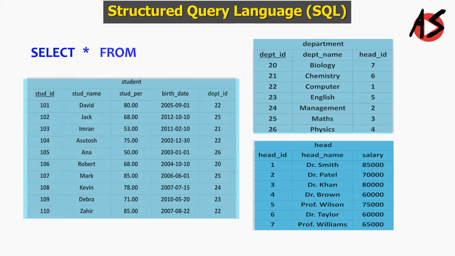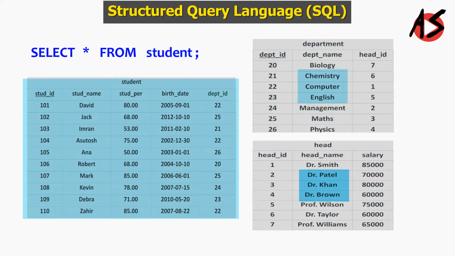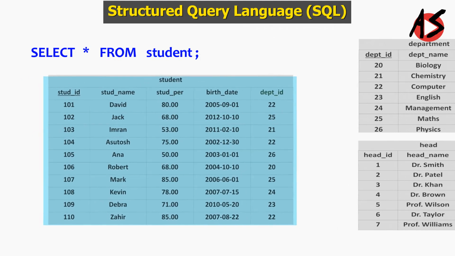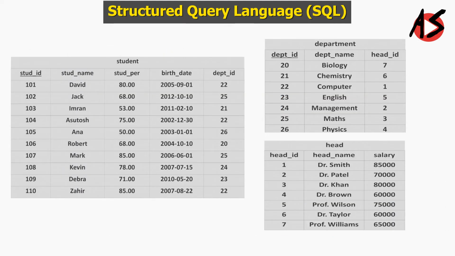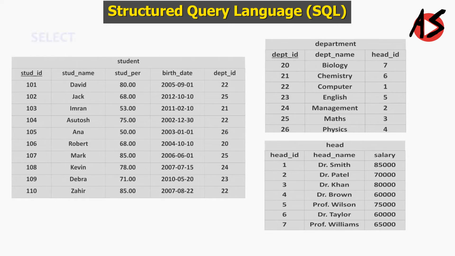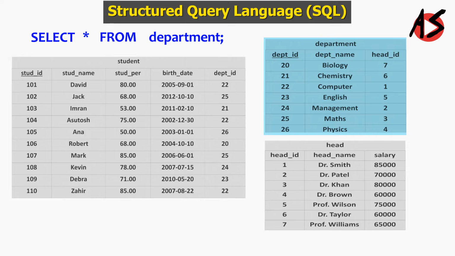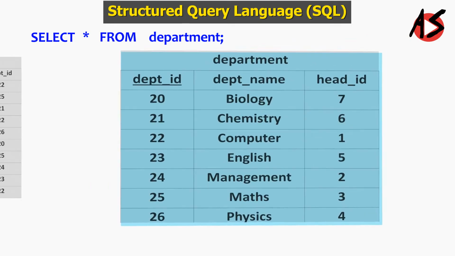Then we write the from clause, by which we can name one or more tables from which data values are retrieved by the query. So here we will take the student table. So we can understand select star from student is one SQL query which selects all the columns from the student table. Similarly, we can write an SQL query like select star from department, which selects all the columns of the department table.